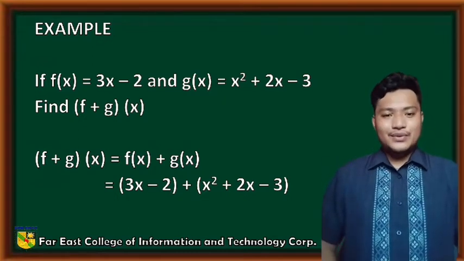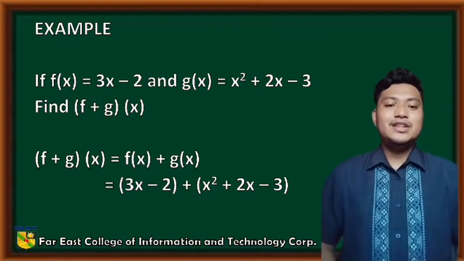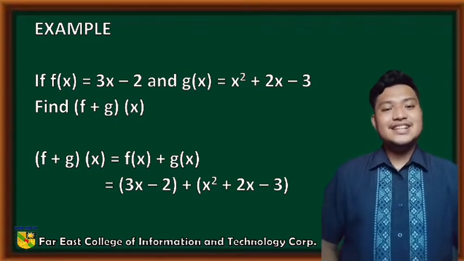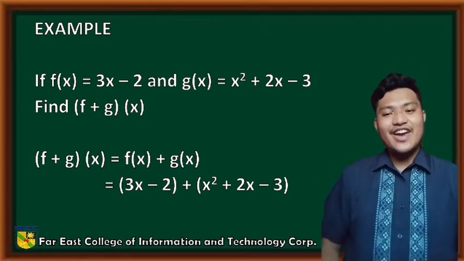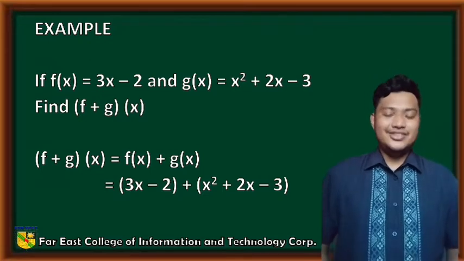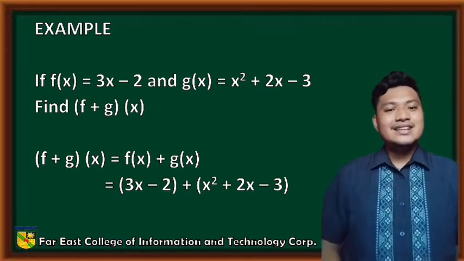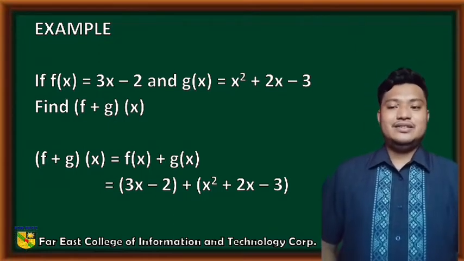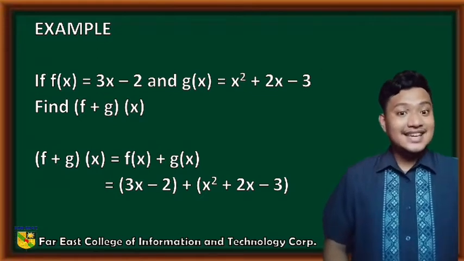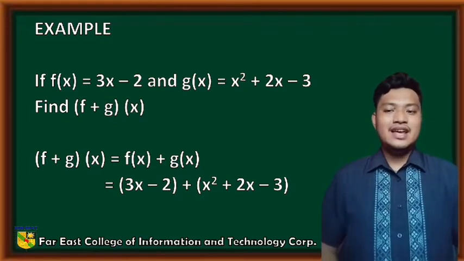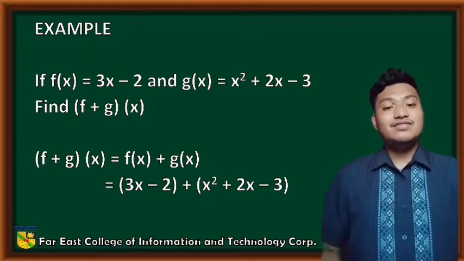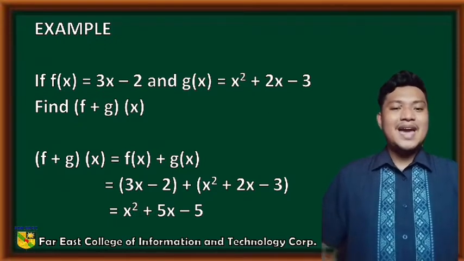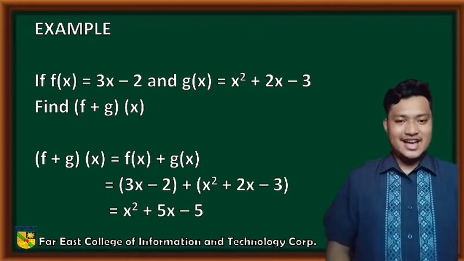After you write the two equations together with the operation, you need to find the similar terms. What are the similar terms there? The 3x and the 2x, the negative 2 and the negative 3. X squared has no similar terms in this equation, so bring down the x squared. 3x plus 2x is 5x. Very good. Negative 2 plus negative 3 is negative 5. So x squared plus 5x minus 5.